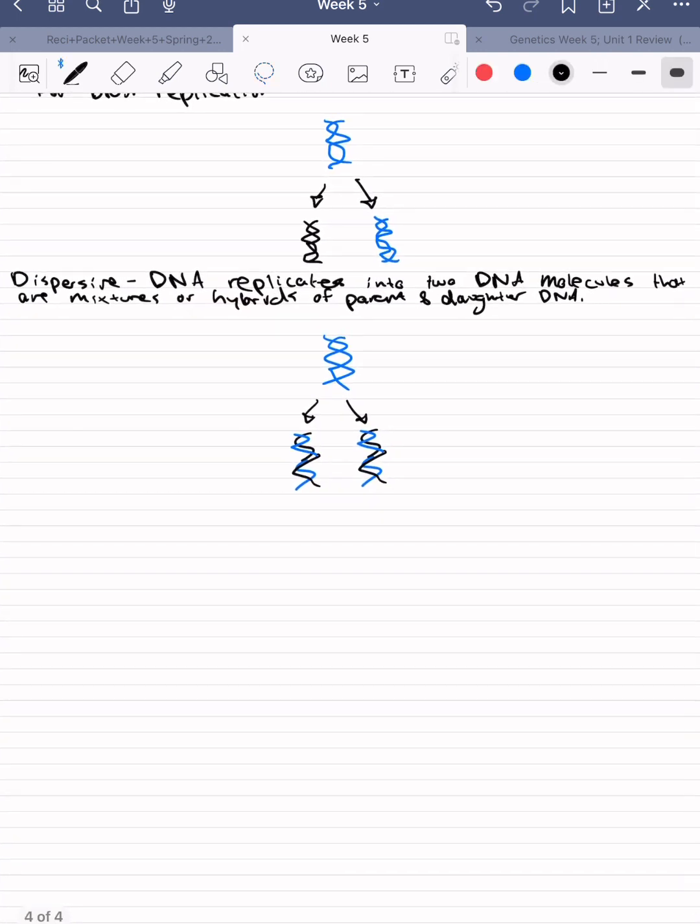And the other model would be the semi-conservative model. And this is the correct model. This model essentially states that each strand serves as a template for the new strand. So the two DNA molecules, double helixes that are produced from DNA replication, will contain one parental strand and one daughter strand of DNA.